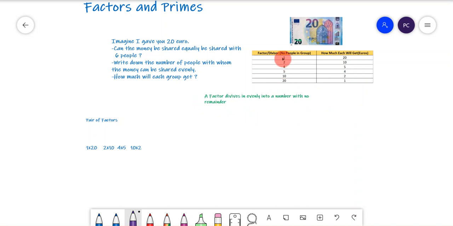And these are the examples of the factors of the number 20. So the factors of 20 are 1, 2, 4, 5, 10 and 20. Why are these factors of the number 20? They're factors of the number 20 because they divide in evenly with no remainder, so therefore they're factors. If you take the number 6, for example, 6 does not divide in evenly into 20, so therefore the number 6 is not a factor of 20.